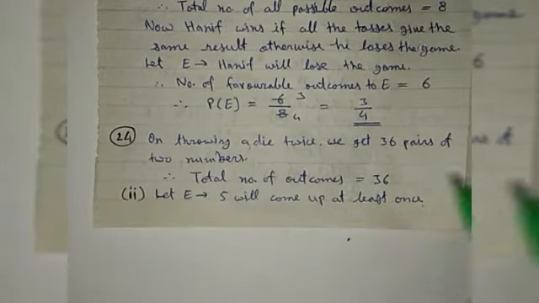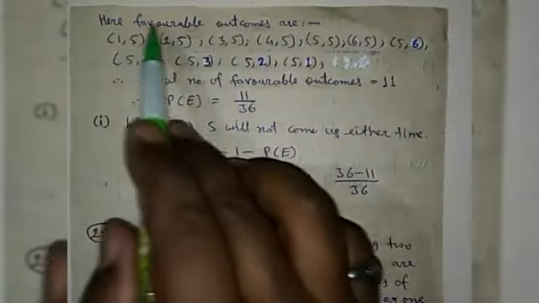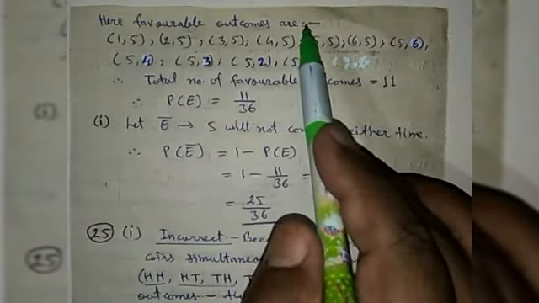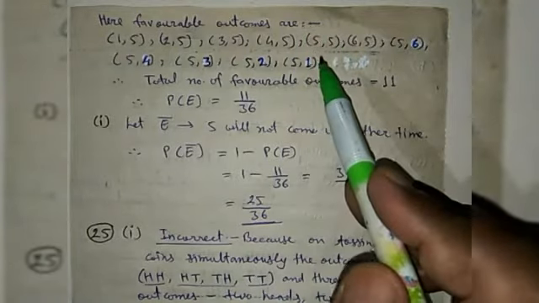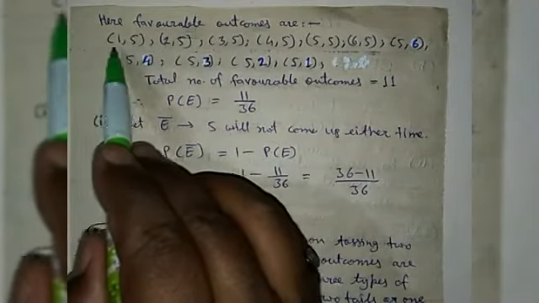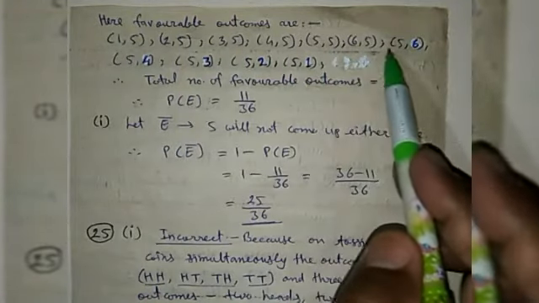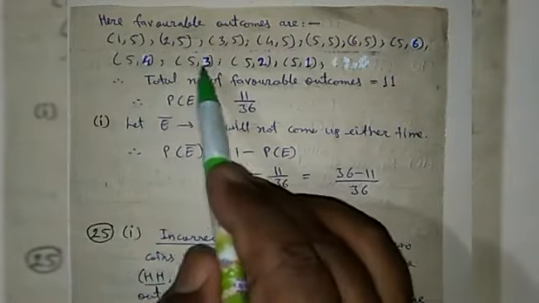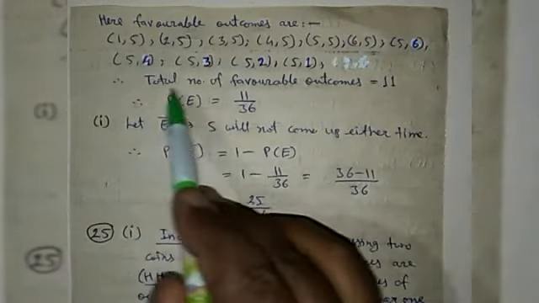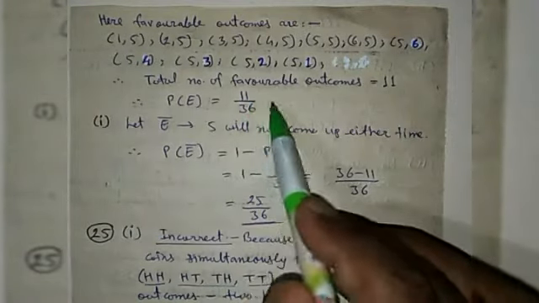Now we will see the second part first, then we solve the first part last. So the second part: let E be the event that 5 will come up at least once. Favorable outcomes for getting 5 at least once are: 1 5, 2 5, 3 5, 4 5, then both 5, then 6 5, 5 6, 5 4, 5 3, 5 2, 5 1. Hence the total number of favorable outcomes is 11. So the probability P equal to 11 upon 36.